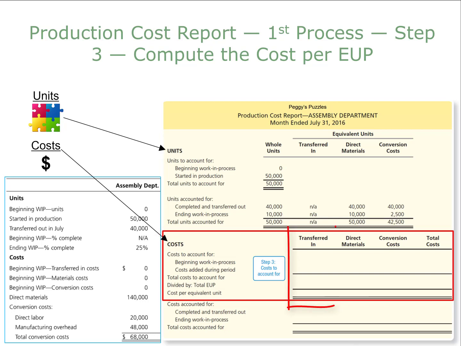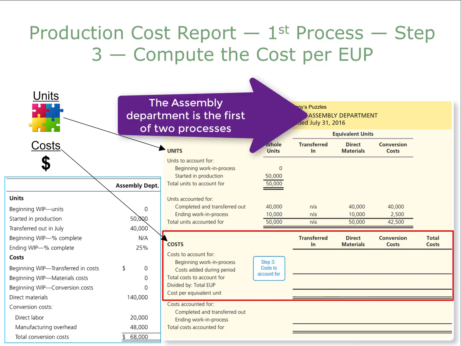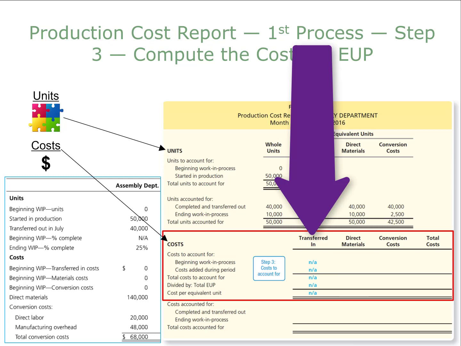Let's start with the transferred in column. Since this department is the first process, there are no costs transferred in, so we can place NA, which stands for not applicable, in the transferred in column for costs.